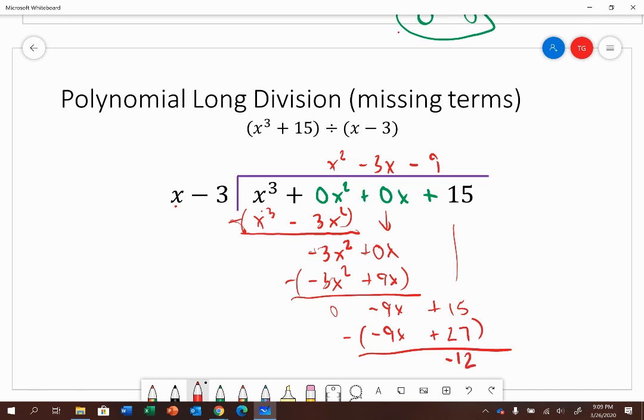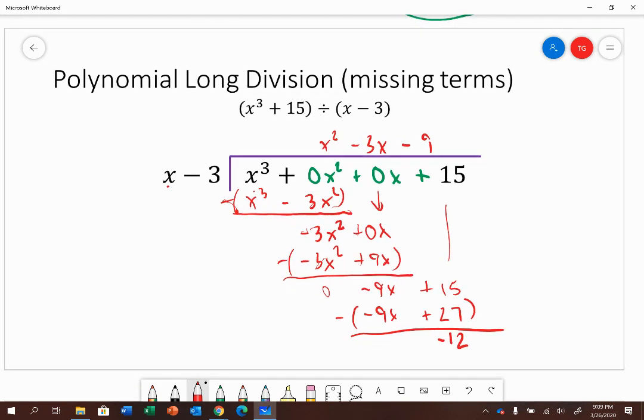So here's an example where we had two things happening differently. We had to put in these placeholders, and then we also ended up with a remainder, which is different from before. So we have two different things. So what does this remainder mean?